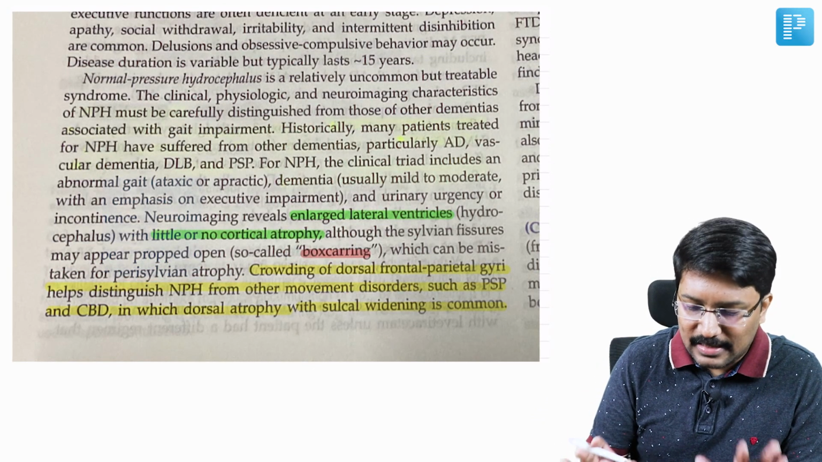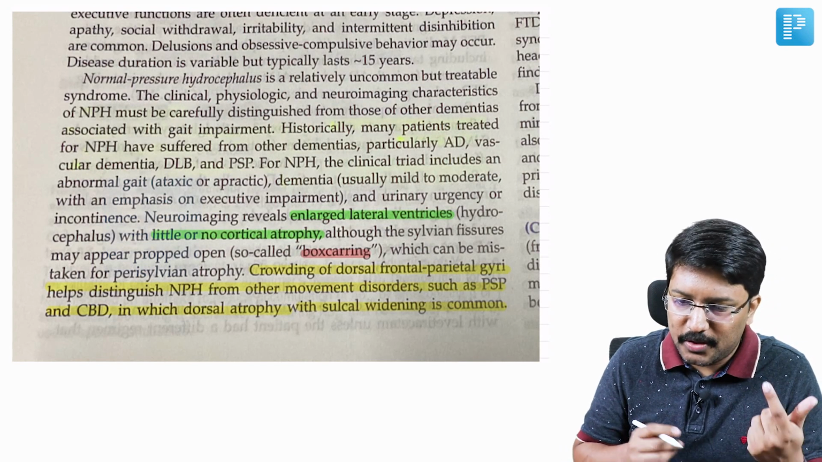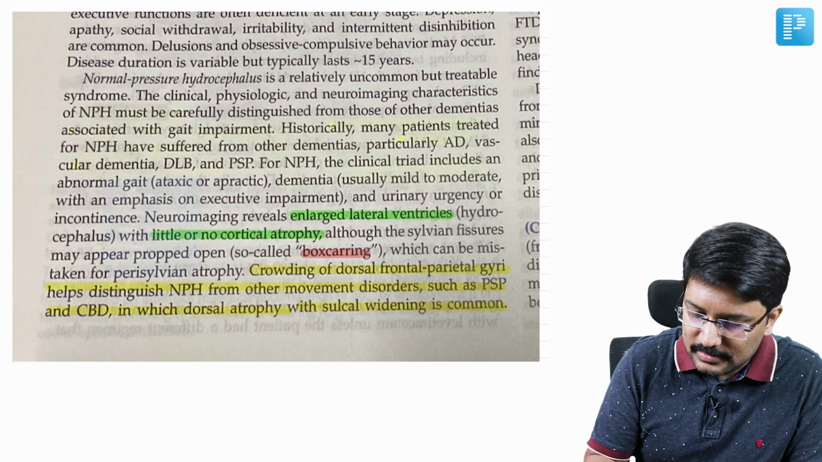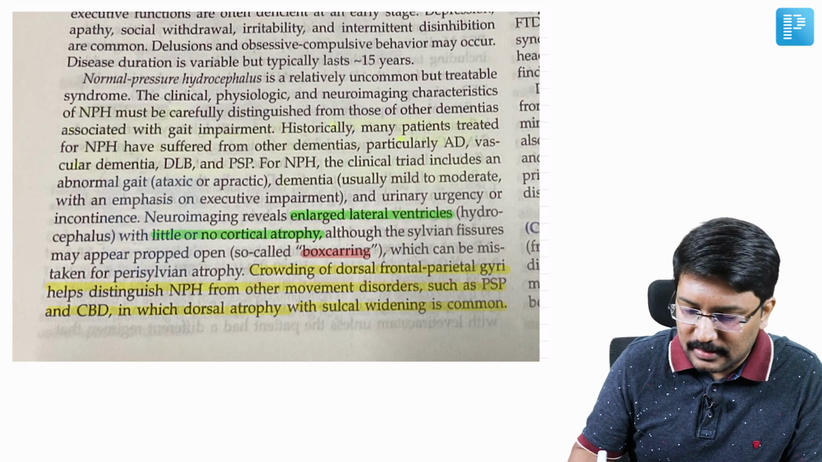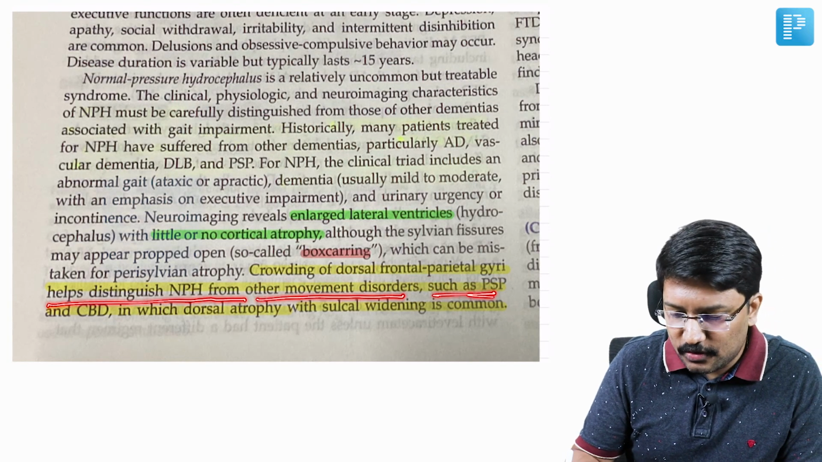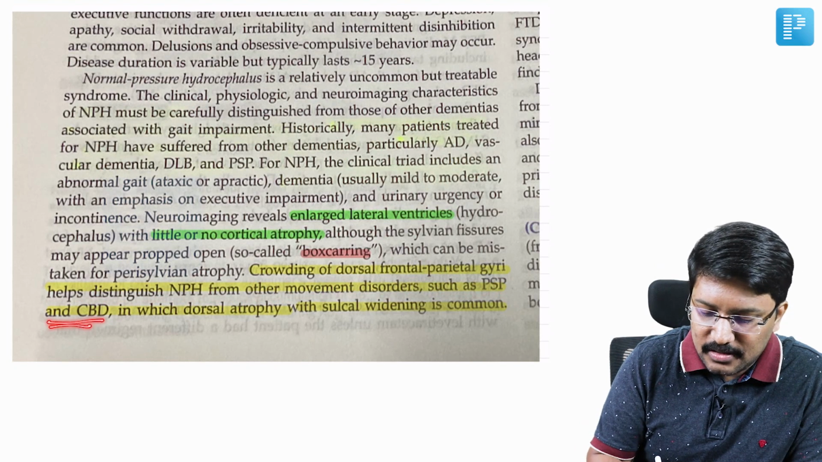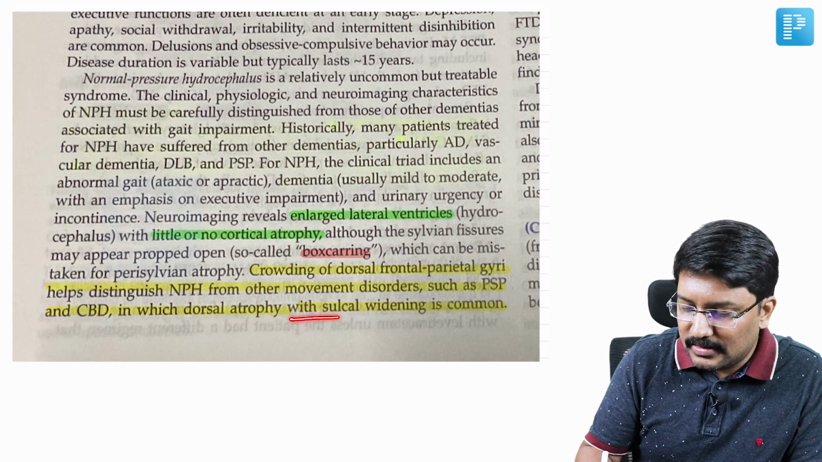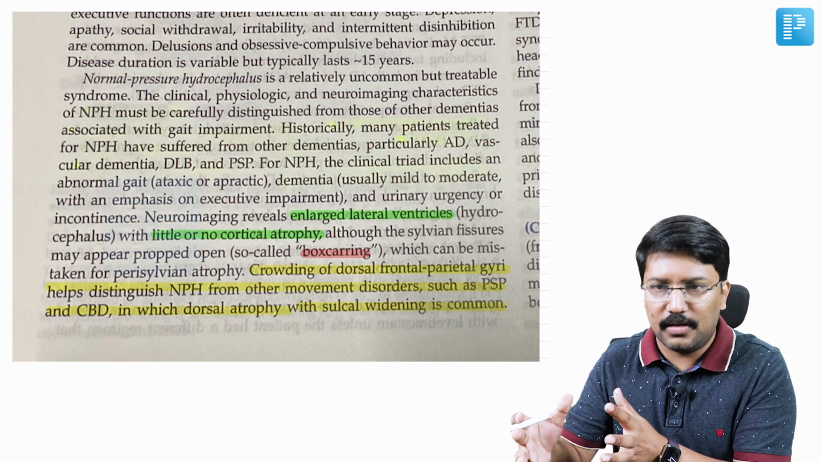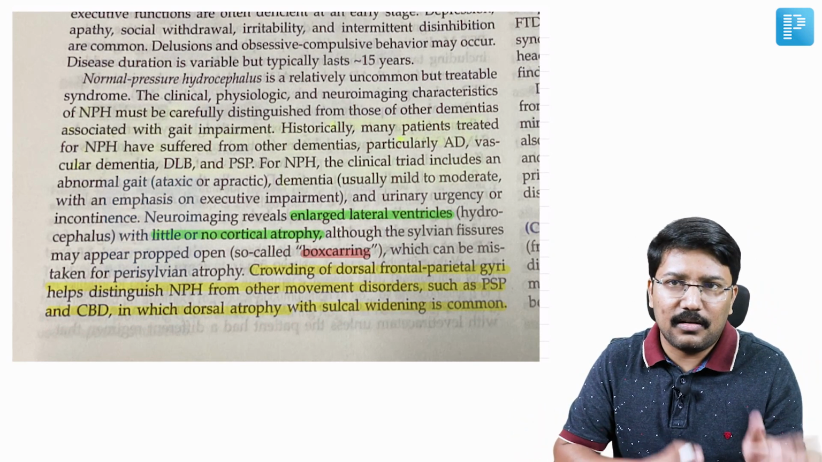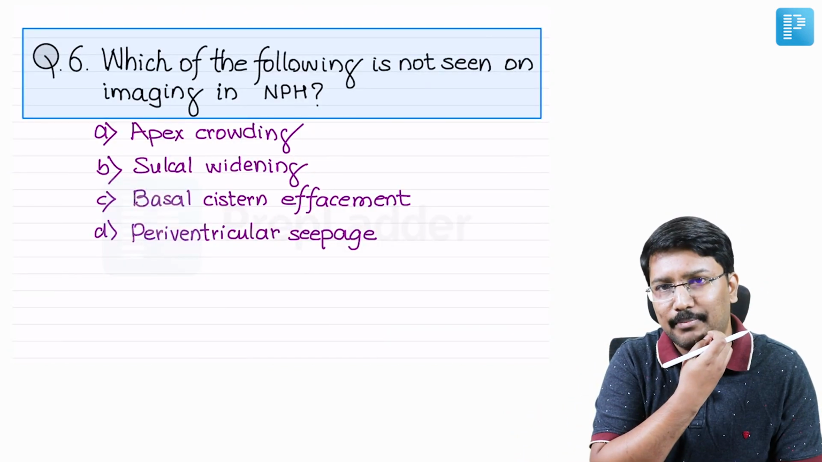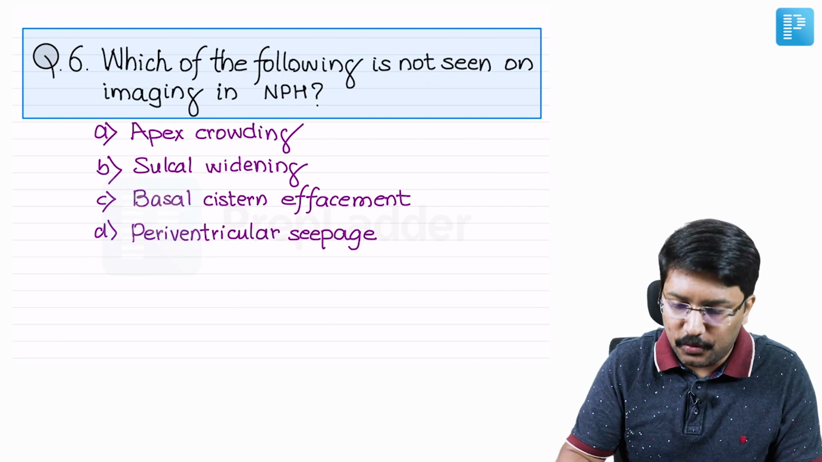And there is one important statement. If you're a Harrison follower, probably your answer would have been different. If you're following Radiopaedia, your answer would have been different. So in Harrison, he says crowding of dorsal frontal parietal gyri helps distinguish NPH from other movement disorders such as progressive supranuclear palsy or corticobasal degeneration, in which dorsal atrophy with sulcal widening is common. So he is trying to say that the dorsal atrophy with sulcal widening is not that characteristic of NPH, right? So sulcal widening was one of the options. As of now I'm still not very convinced if I should be going with that.